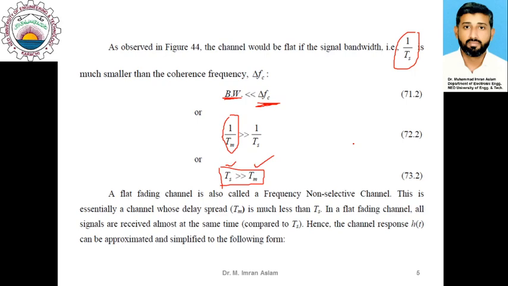So for the frequency flat channel, the flat faded channel, we would see that the signal time duration is significantly greater than the delay spread. So for such a channel, the channel frequencies would not affect the signal frequencies. So this type of channel is sometimes named the frequency non-selective channel.